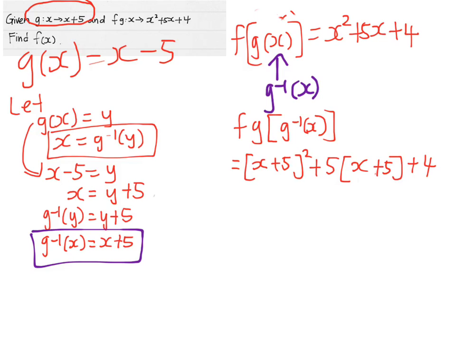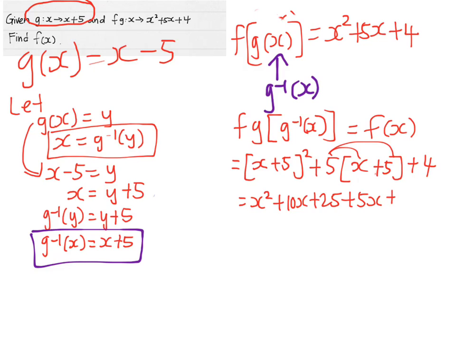Okay, I just solve this one, I can get the f(x). So this one will actually equal to f(x). Double check. Okay, so this one will become x squared plus 10x plus 25. This one multiply 5 for both, so plus 5x plus 25, and then we plus 4. So we quickly solve this one, we will get x squared plus 15x plus 54.